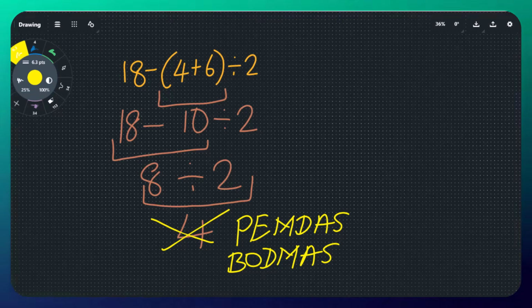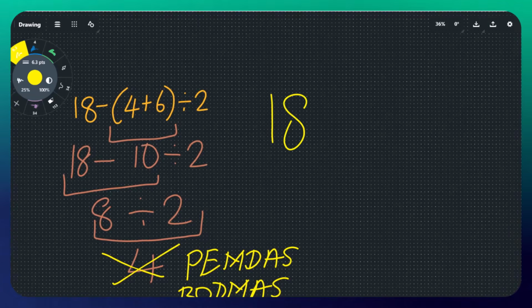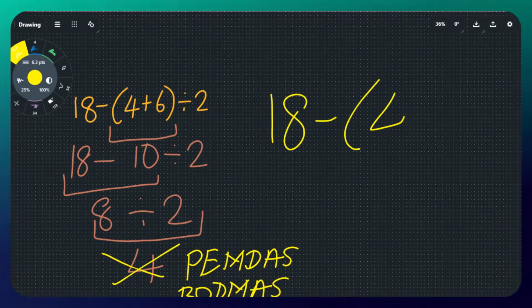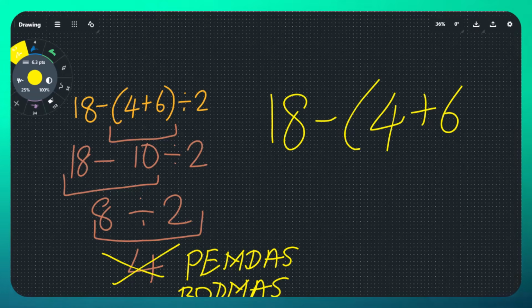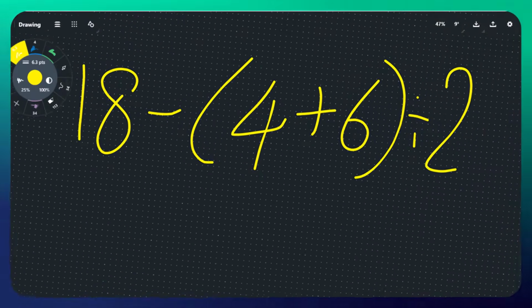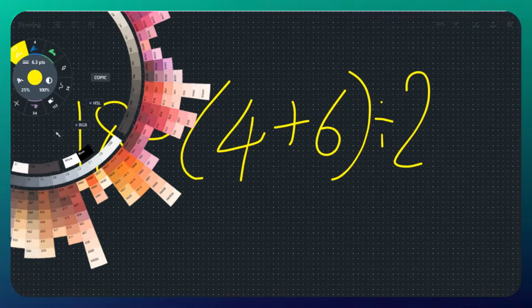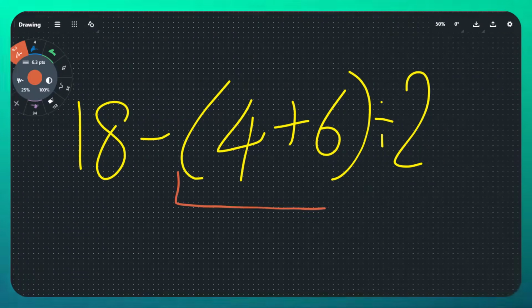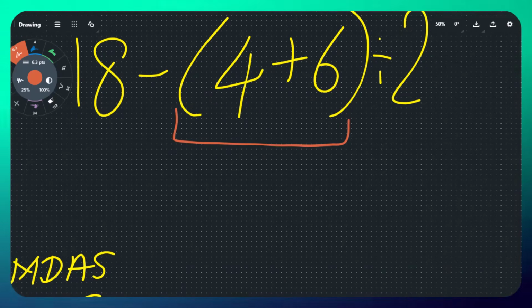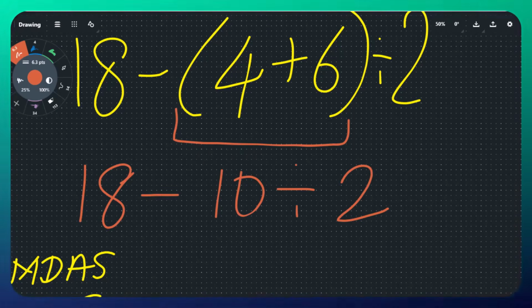So let us solve this question correctly following the order of operation. 18 minus bracket 4 plus 6 divided by 2. Following the order of operation, the first step would be to deal with the parentheses, and that gives us 18 minus 4 plus 6, that gives us 10 divided by 2.